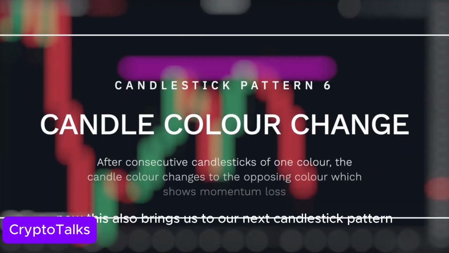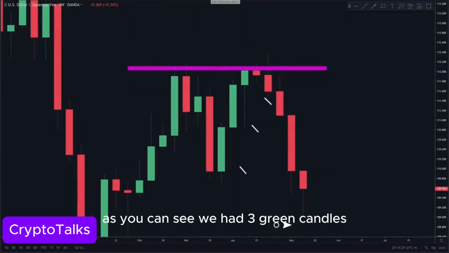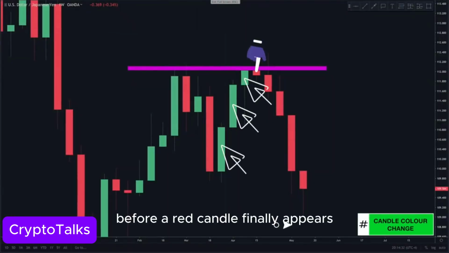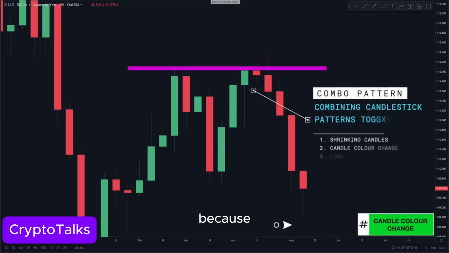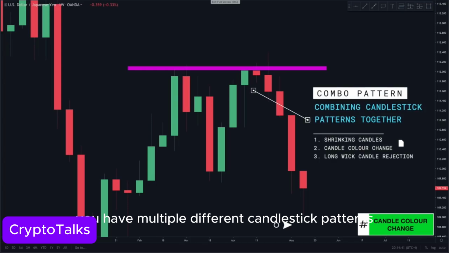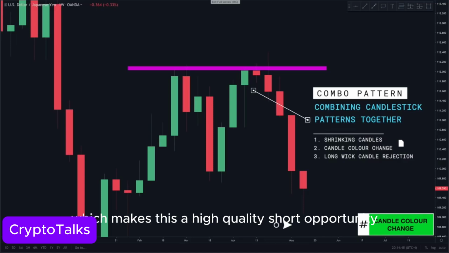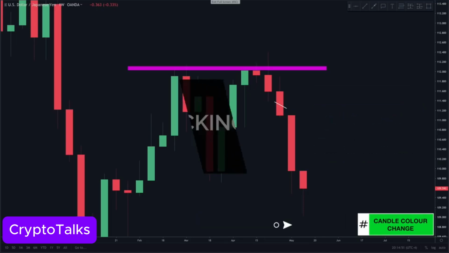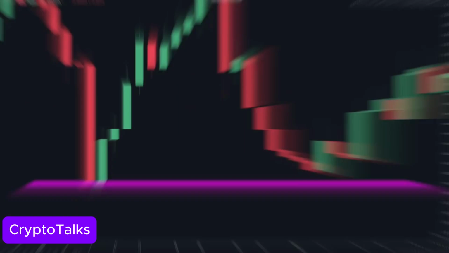Now, this also brings us to our next candlestick pattern. As you can see, we had 3 green candles, which shows momentum loss. This complete pattern is also what we call a combo. You have multiple different candlestick patterns. You had the shrinking candles, which makes this a high-quality short opportunity, which is combining candlestick patterns together. So let's jump to that.